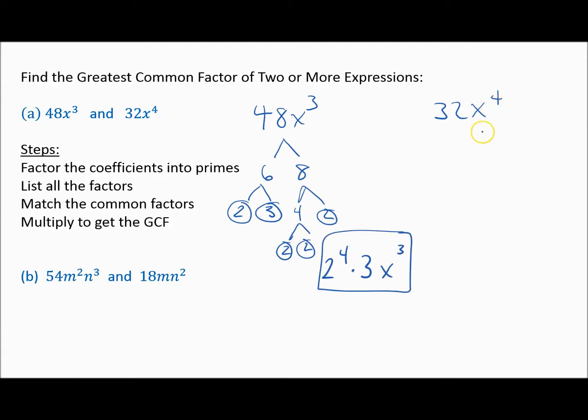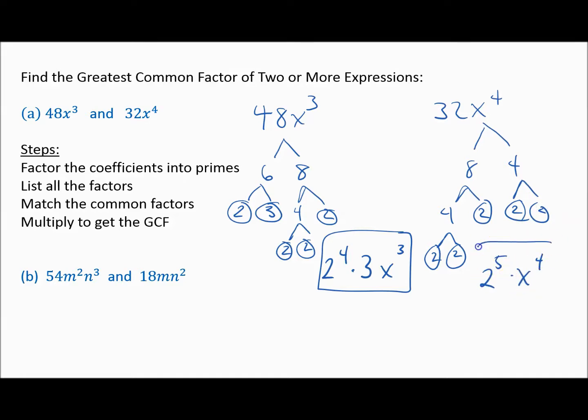Now let's do the same thing with 32x to the fourth. So 32, I can write as 8 times 4, right? 8 is 4 times 2. 4 breaks down into 2 times 2, and that's the end of the line, and this 4 is 2 times 2. And a lot of you already knew that 32 was 2 to the fifth, times x to the fourth.